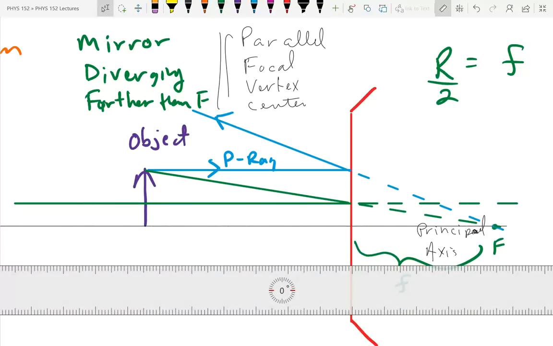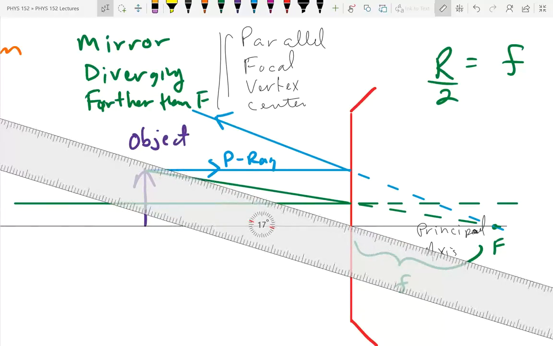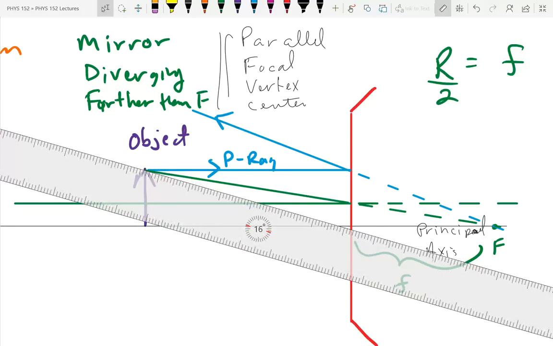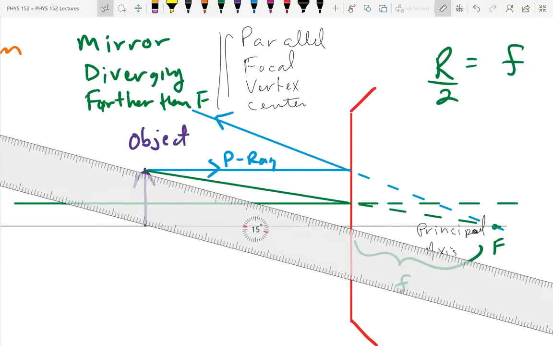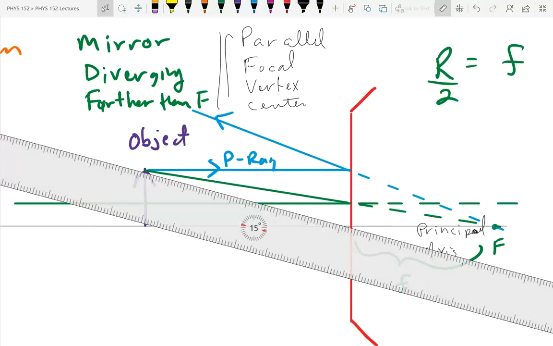Now we can already see where the image should be formed, but we always do a third ray to make sure that we didn't just do something errant. So my third ray here is the vertex ray. The vertex ray is going to go from the tip of the object through the vertex. This will be my best attempt at it.